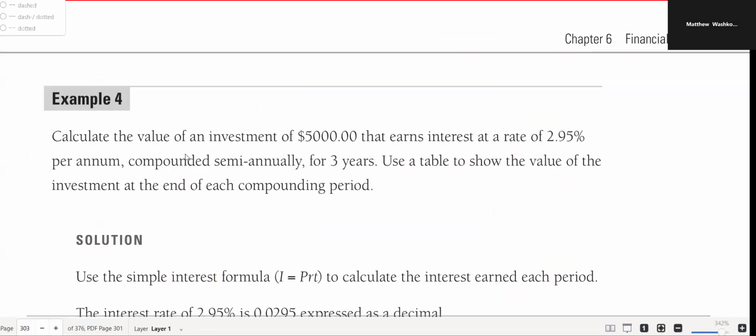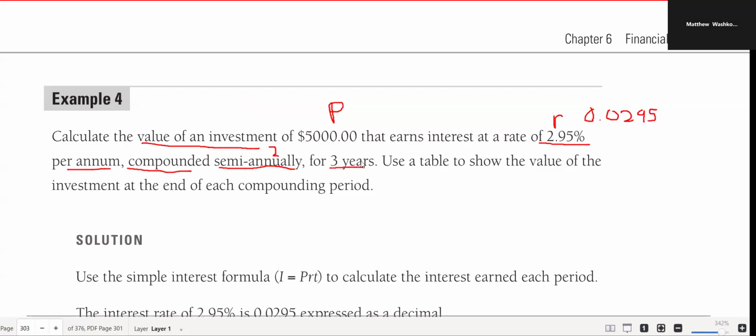Question 8 here. Calculate the value of an investment of $5,000 that earns an interest rate of 2.95 per annum. It's compounded semi-annually. Semi means twice per year, twice for 3 years. T. Sorry. N. This is T. Show the value of the investment at the end of each compounding period, right? So every time it compounds, so twice a year times 6 years, six of them.